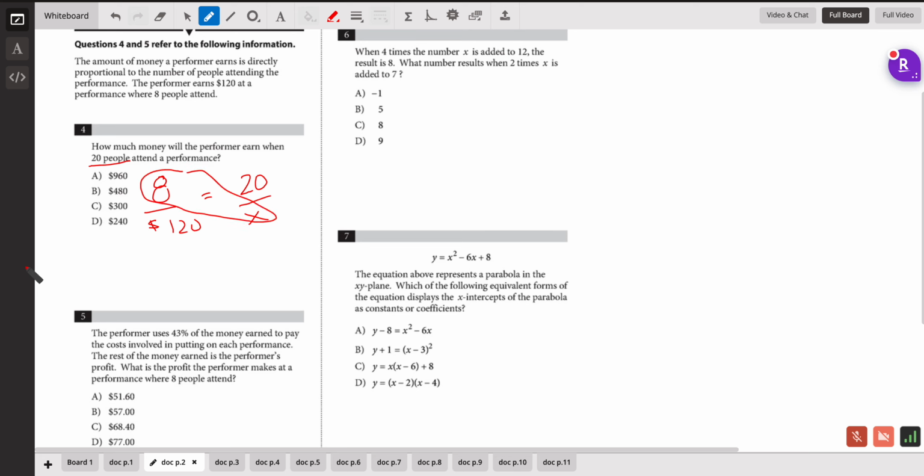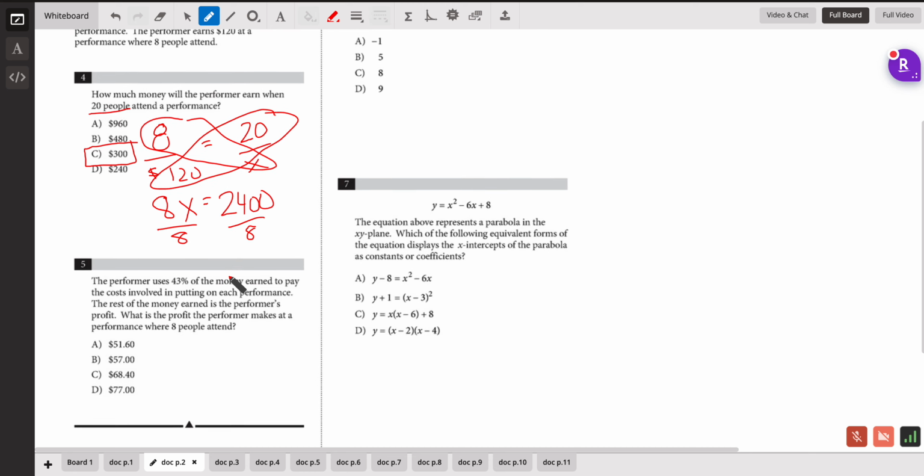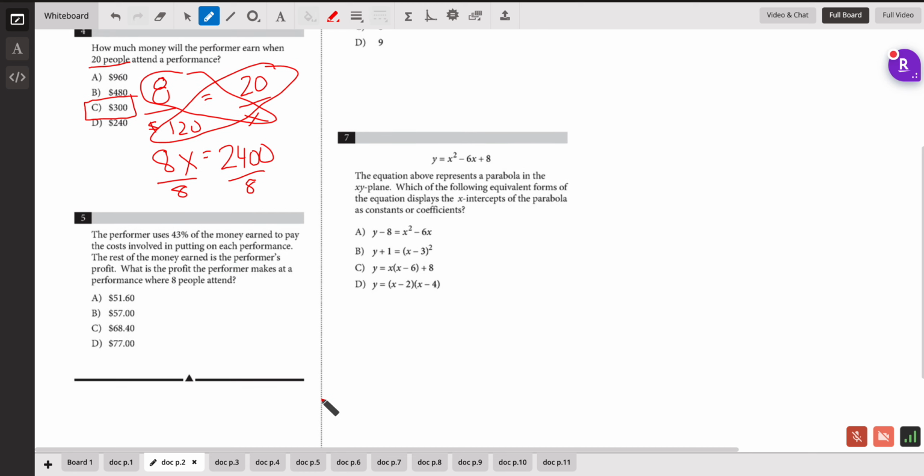We can go ahead and cross multiply. So 8 times x equals 2,400, divided by 8. So x would be $300. And for number 5, the performer uses 43% of the money earned to pay the costs involved in putting on each performance. The rest of the money earned is the performer's profit. What is the profit the performer makes at a performance where 8 people attend?